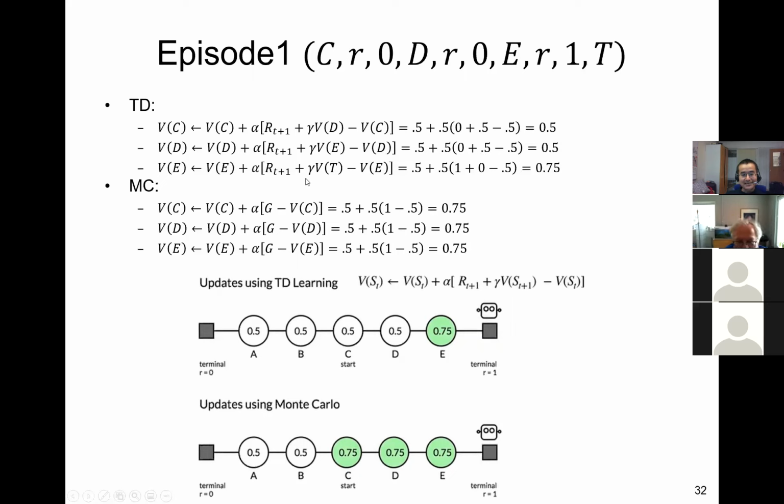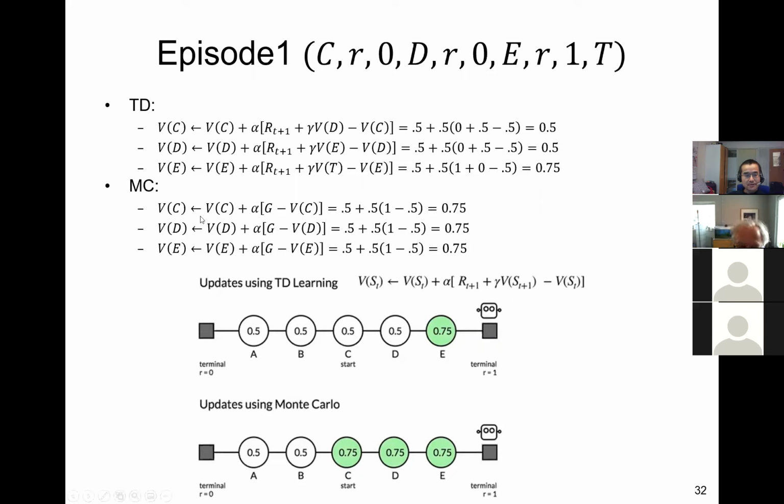Next, for state E, your next state is T, based on the episode. So now you have a reward of 1 by going into the terminal state, and VT itself is 0, minus 0.5, so you get 0.75. So that's the result of TD learning after this CDET trace.